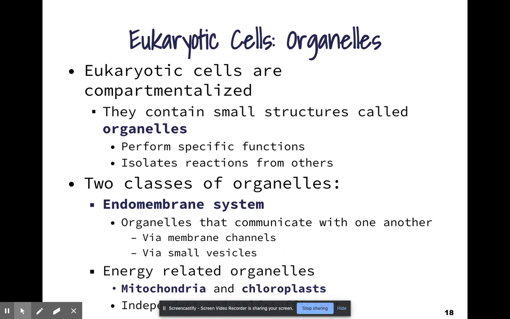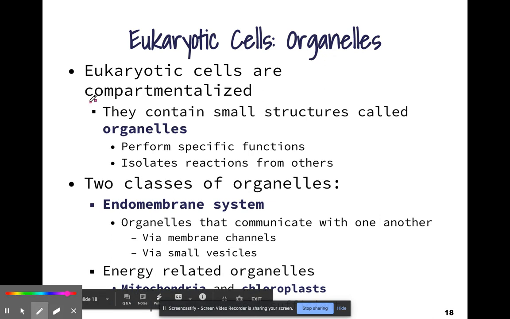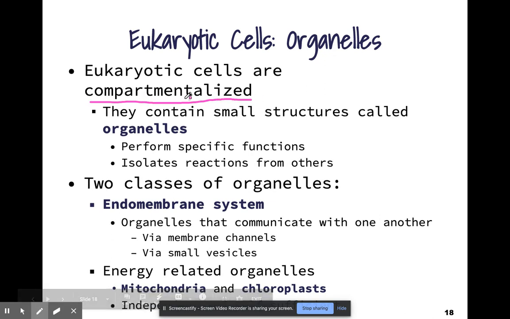So eukaryotic cells are compartmentalized. You got to know this term as well, compartmentalized. And if I look at the word compartmentalized, I see the word compartment, okay? They contain small structures called organelles, and each organelle performs a specific function, which isolates reactions from others. So every organelle works on its own.